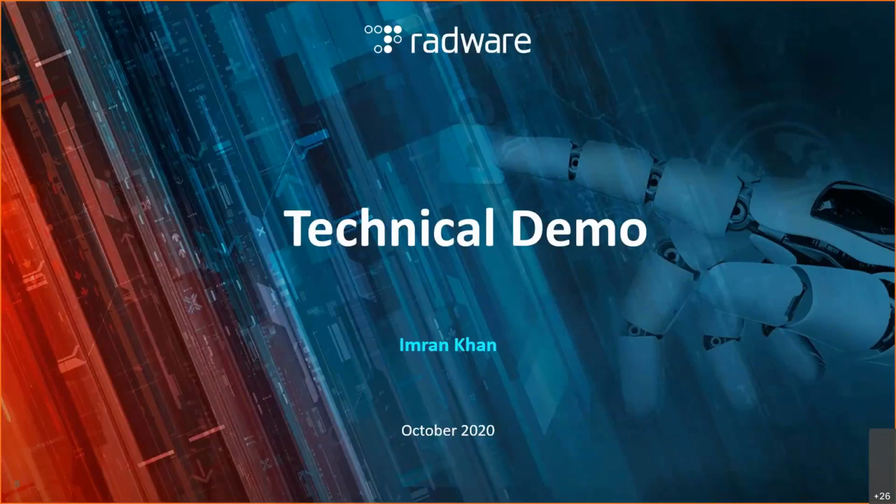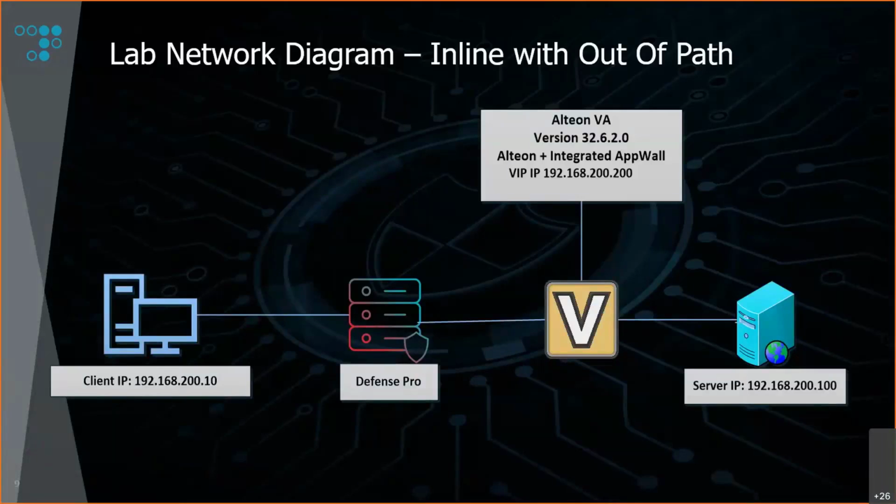So thank you, Roy. I will be presenting the technical demo on inline out of path settings, WAF as monitor in defense messaging. Before I go to the demo lab, I will show you the lab settings, the network settings, what I have in our lab. We have a client, we have DefenseFlow, and the traffic is passing to DefenseFlow. I have deployed Alteon in inline mode, where we have VIPs 192.168.200.2 and our web server is 200.100. So this is the inline deployment we have configured.